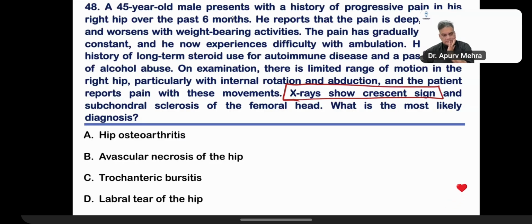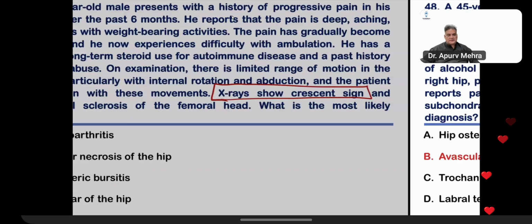Recent sign. Answer, avascular necrosis. Osteogenesis imperfecta, I'll go for a bone scan to diagnose multiple fractures in the body.